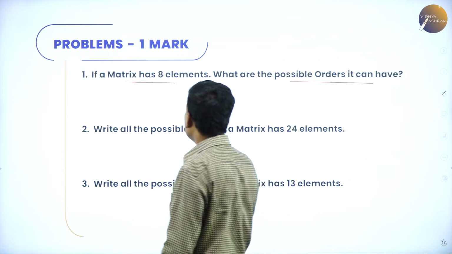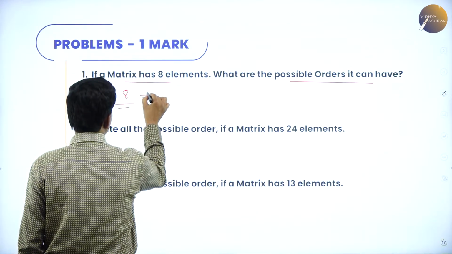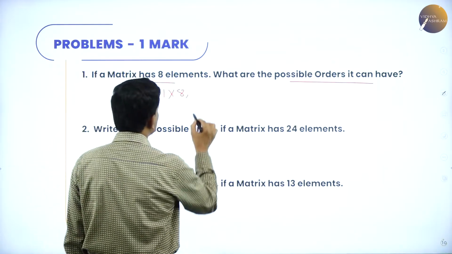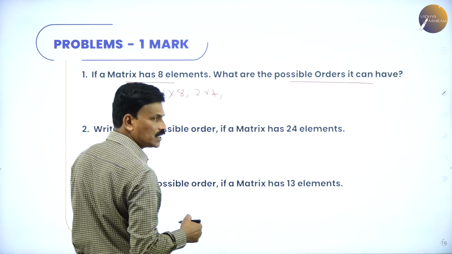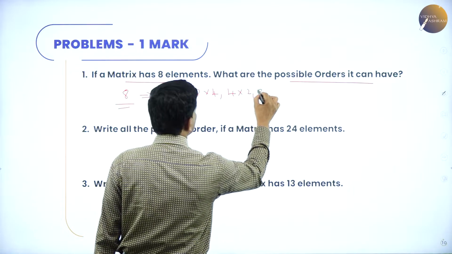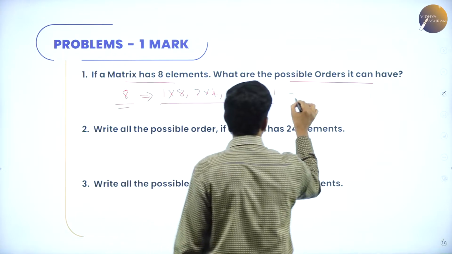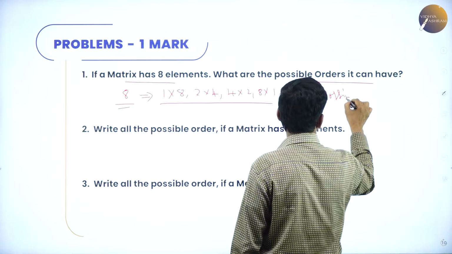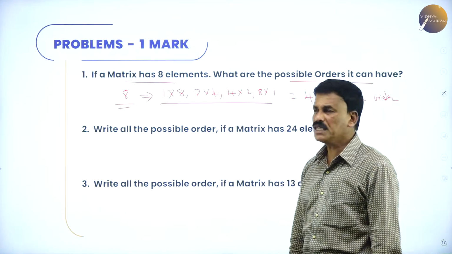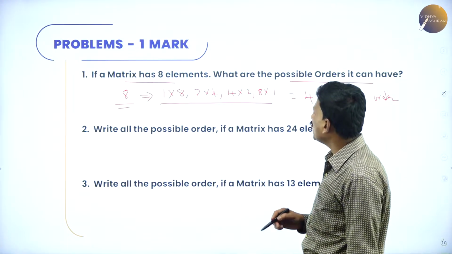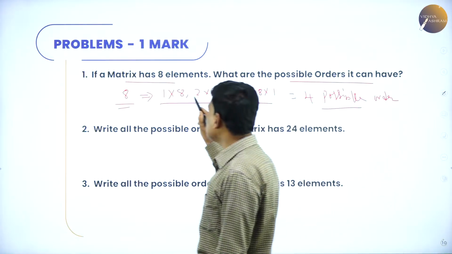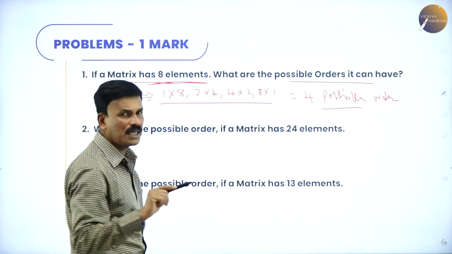So here what is given? A matrix contains 8 elements. The possible orders, we can write 1 into 8, 1 into 8 is 8, 2 into 4, 2 4s are 8, then we can't take 3, again 4 into 2 is 8, again 8 into 1 is 8. So these are the 4 possibilities. The 4 possible orders are 1 comma 8, 2 comma 4, 4 comma 2 and 8 comma 1. These are the 4 possible orders that we can construct for a matrix having 8 elements.